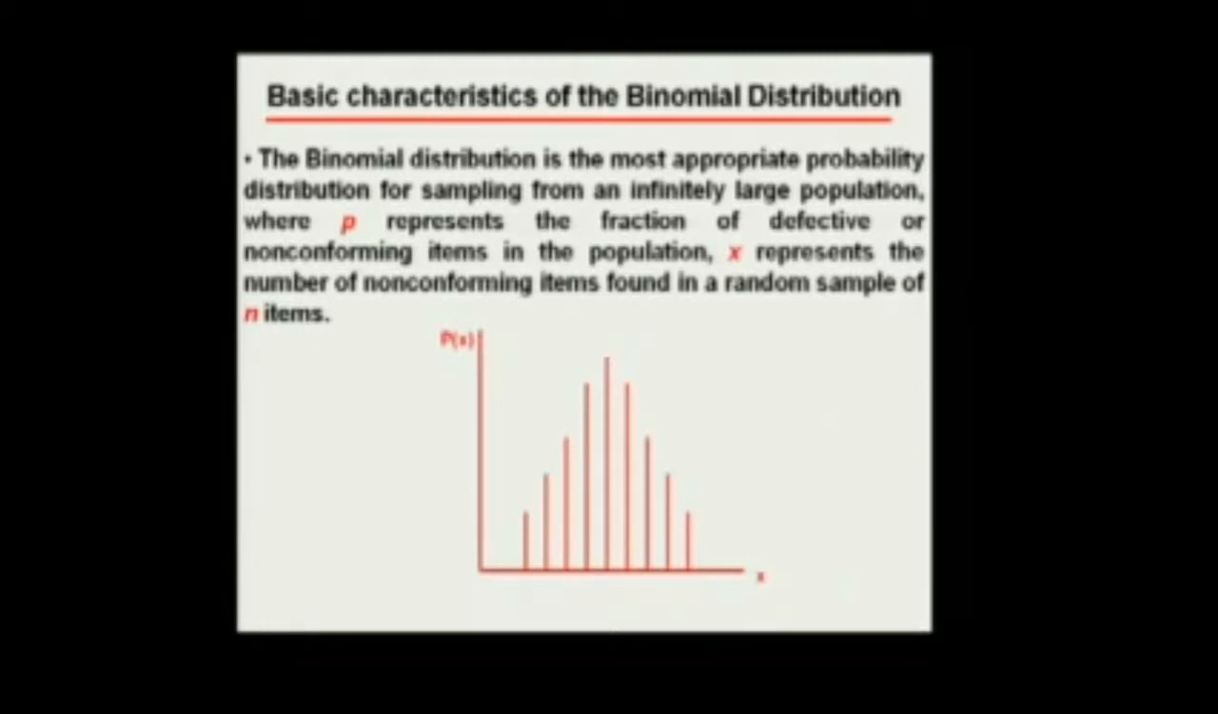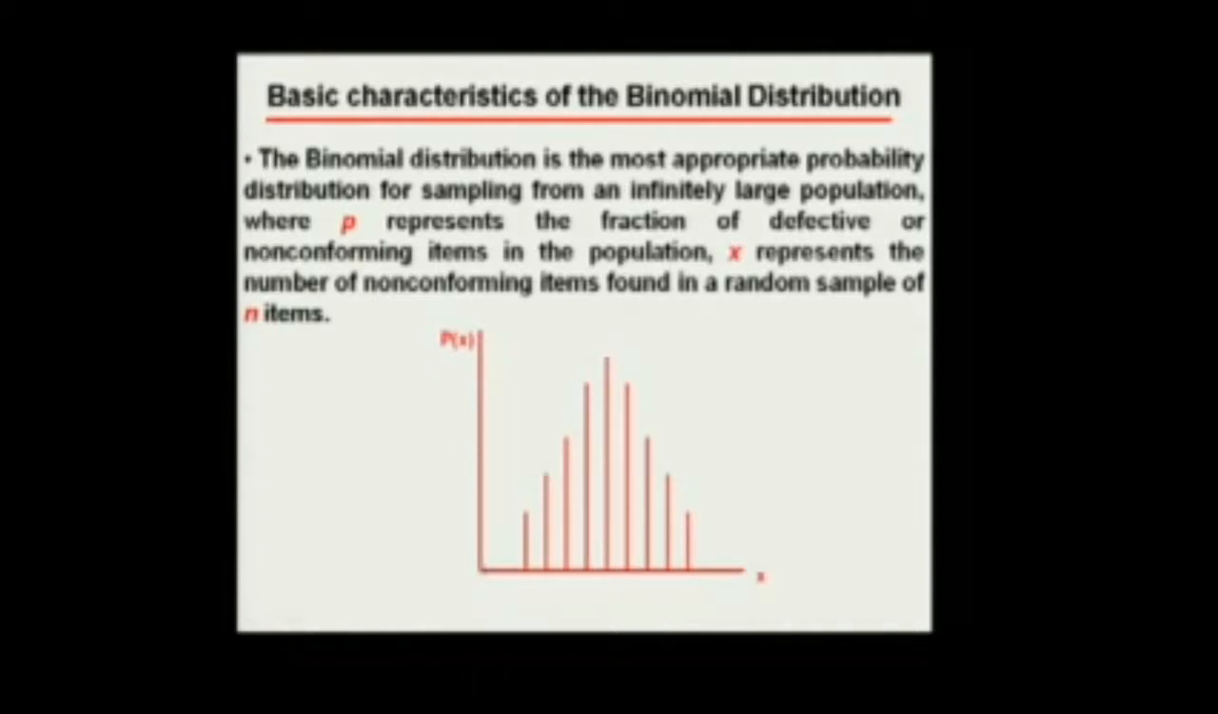The binomial distribution is the most appropriate probability distribution for sampling from an infinitely large population. So the larger the population, the more suitable and appropriate the binomial distribution, where p represents the fraction of defective or non-conforming items in the population. So you can be inspecting maybe hundreds or thousands of units, and you're looking at the non-conforming or defective items. You can be looking at hundreds or thousands of students, and you are looking at the number of failing students, for example. X represents the number of non-conforming items found in a random sample of n items.